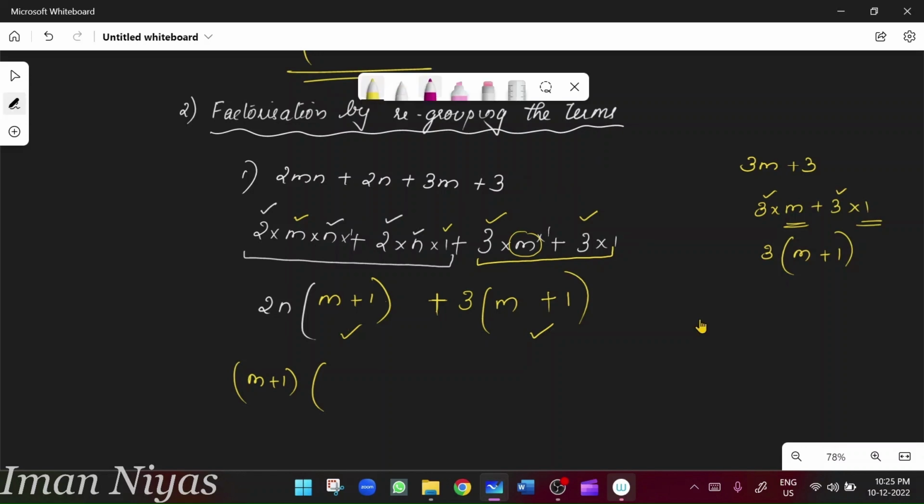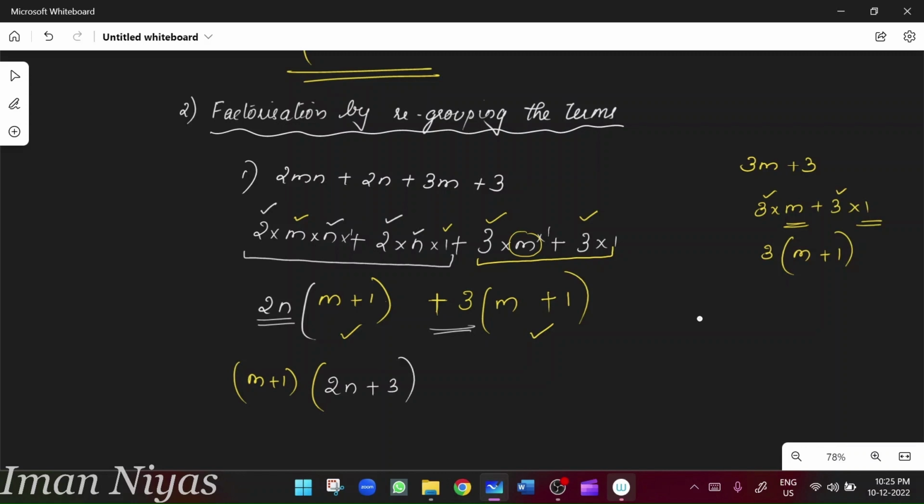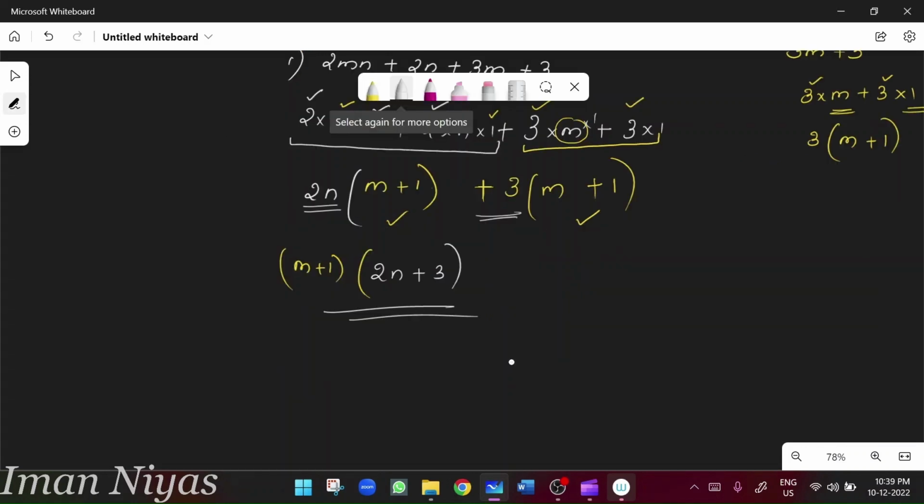Once we have taken this m plus 1 outside the bracket, what will come inside the bracket? Yes, I already explained to you that if we have taken that out, what is left over, you have to write it together inside the bracket. That means 2n plus 3. So what is the factorized form? You can see that m plus 1 multiplied with 2n plus 3.